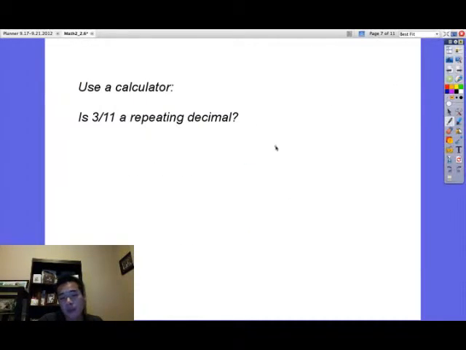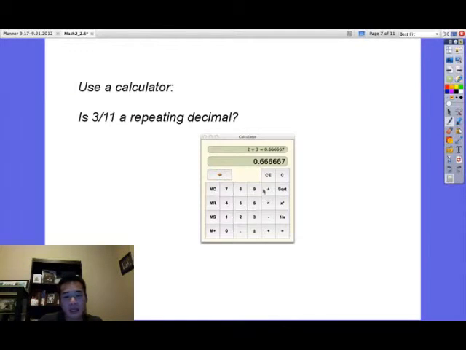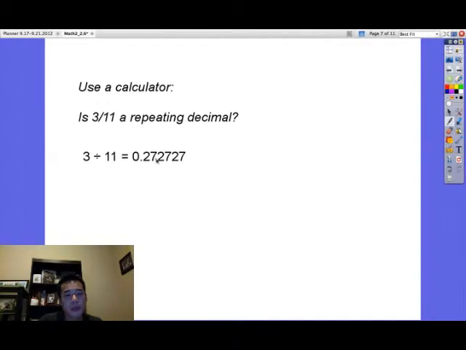Is 3/11 a repeating decimal? Well, again, the quickest way is to go to your calculator, 3 divided by 11, and you get this sequence. You get 0.272727, so what's repeating? 2, 7 repeating. So yes, it is a repeating decimal.